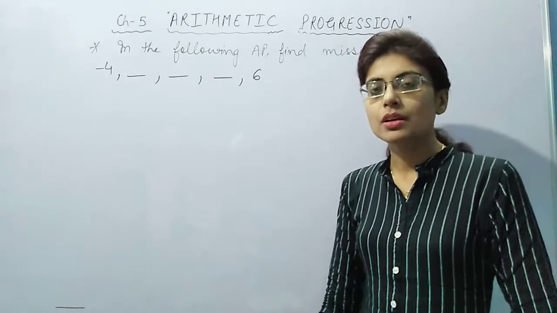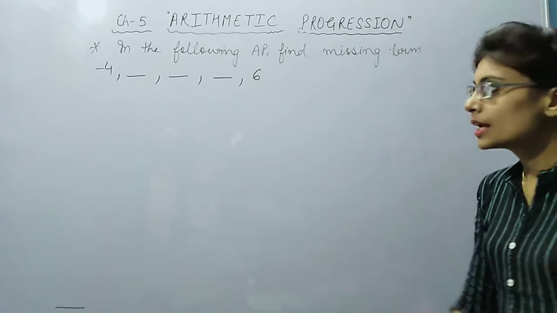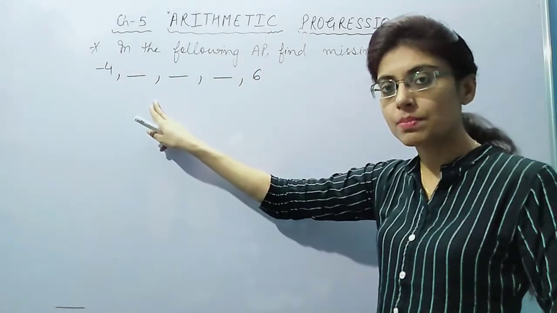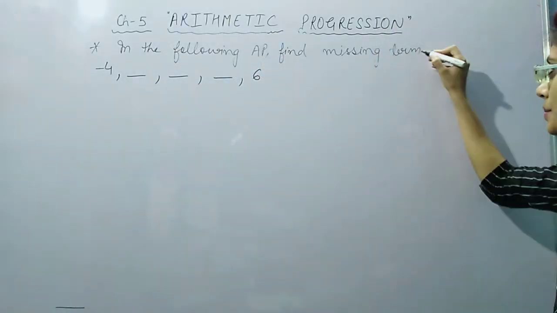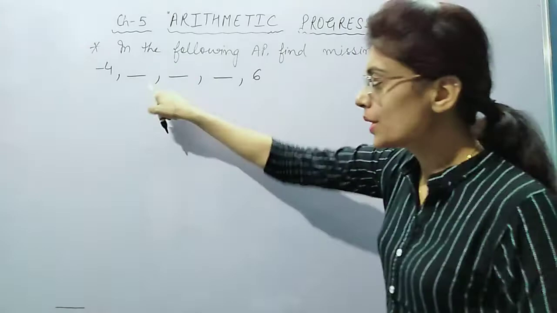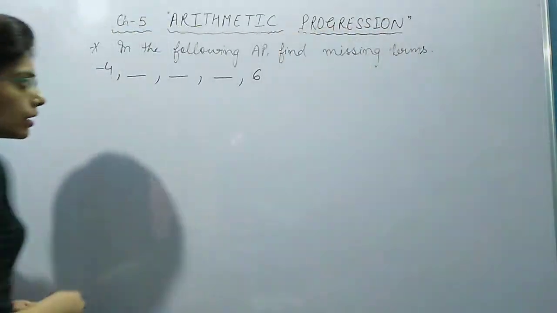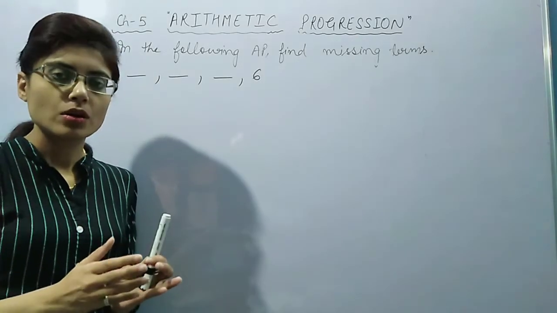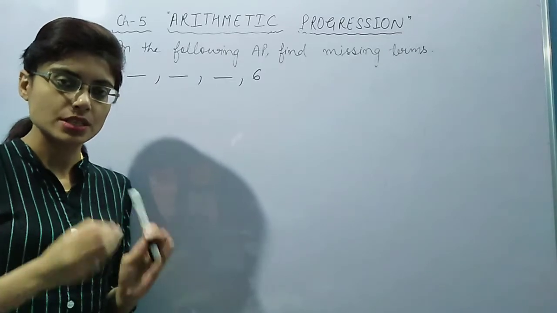One more example related to the same topic, that is AP. The question is, in the following AP, means they have told that this is AP, find the missing terms. There are 3 terms missing, and the missing terms we have to find. In these types of questions, the method is always: first write what is given.